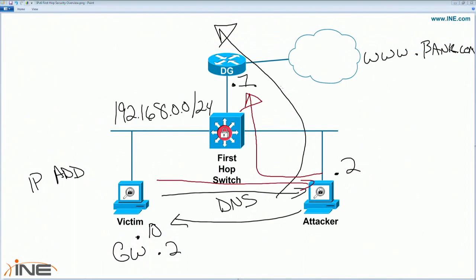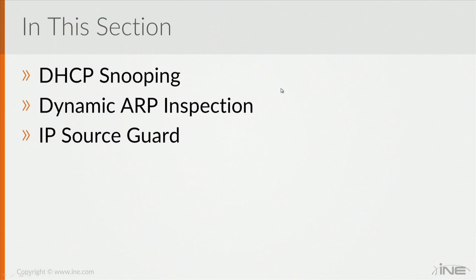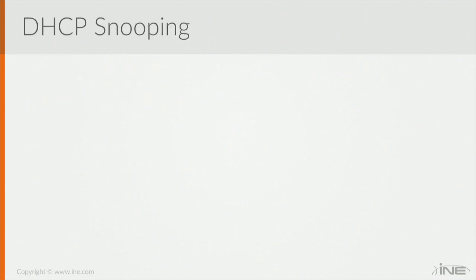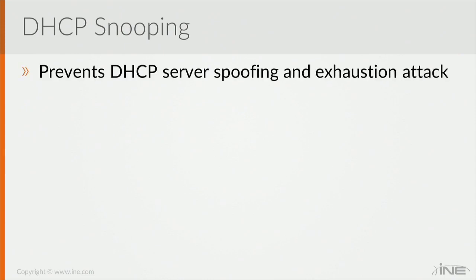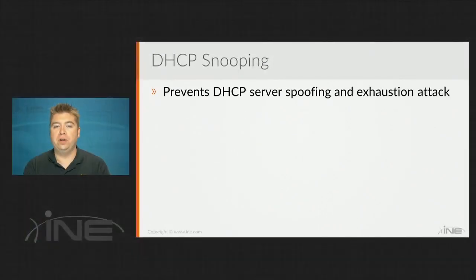But in either case, the way to prevent this is going to be with the combination of these three features: DHCP snooping, dynamic ARP inspection, and IP source guard. Now, the first of which, DHCP snooping, is going to prevent the spoofing of the DHCP server and prevent against a DHCP exhaustion attack. Now, what an exhaustion attack is when the attacker sends out DHCP requests over and over and over and tries to lease every single address that's in the DHCP pool.